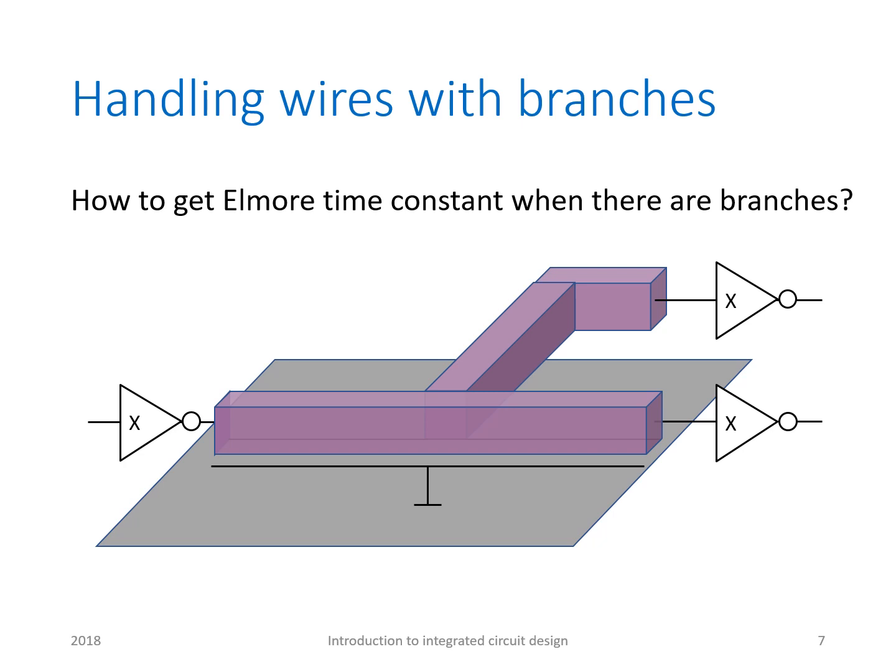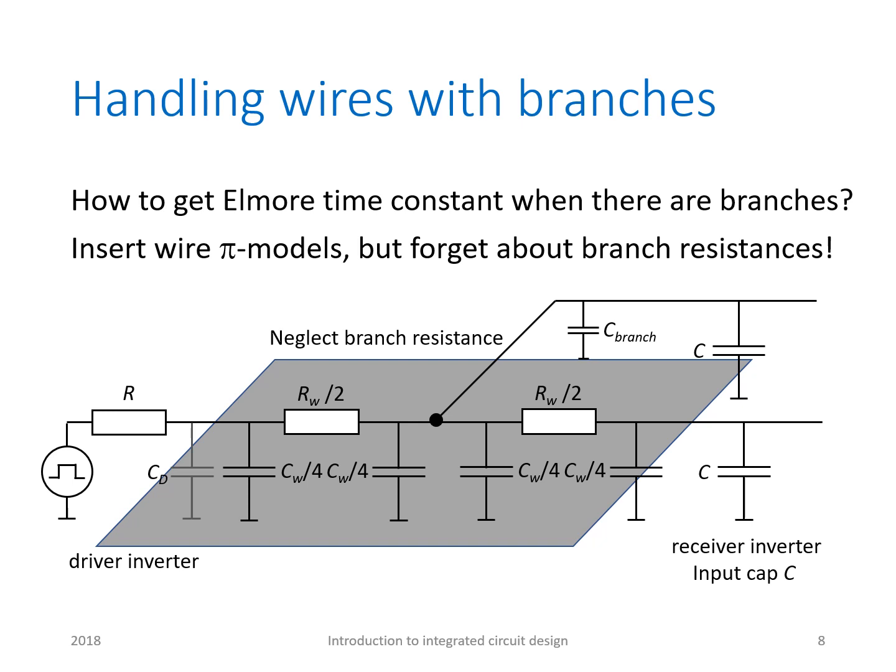And the third topic is how to handle wires with branches. How to get the Elmore time constant when there are branches to the wire. First, we have to add the branching node. Then we have to insert wire pi models. So this is for the first half of the wire and the second half of the wire, and here is for the branch. But for the branch we can neglect its wire resistance. So neglect branch resistance.